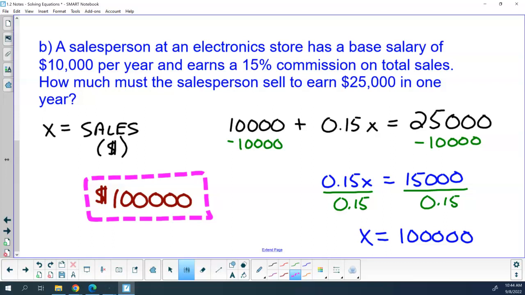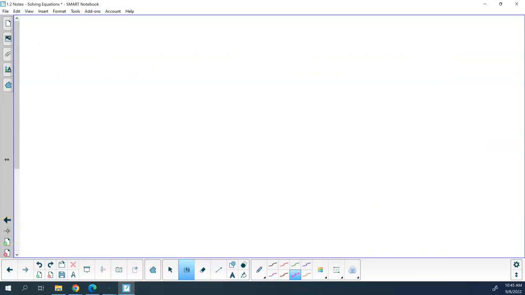Okay? Questions, comments, concerns, clarifications on solving? So we wouldn't like change it to 1.15? That would be if he adds 15% to it. You know what I mean? So it's 15% of it, so it's just 0.15.